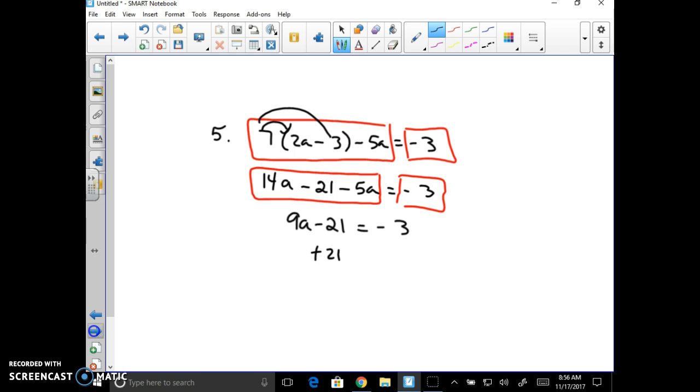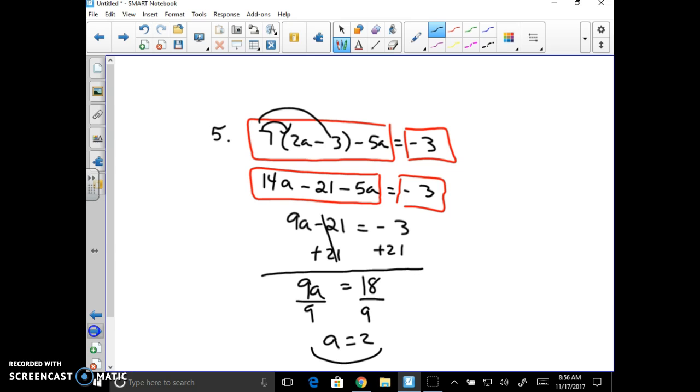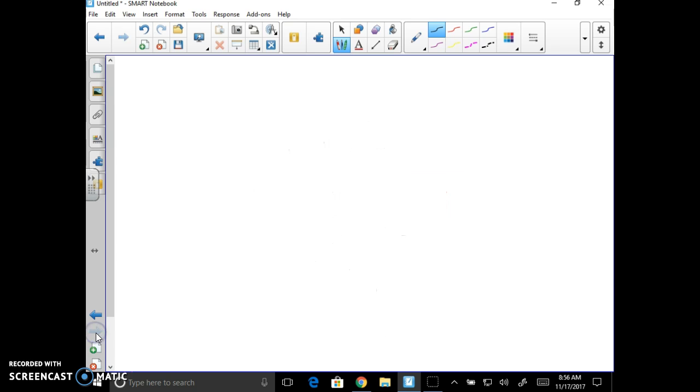Add 21 to both sides. Gives you 9a equals negative 3 plus 21 is 18. Divide by 9. A equals 2. Make sure you check it.